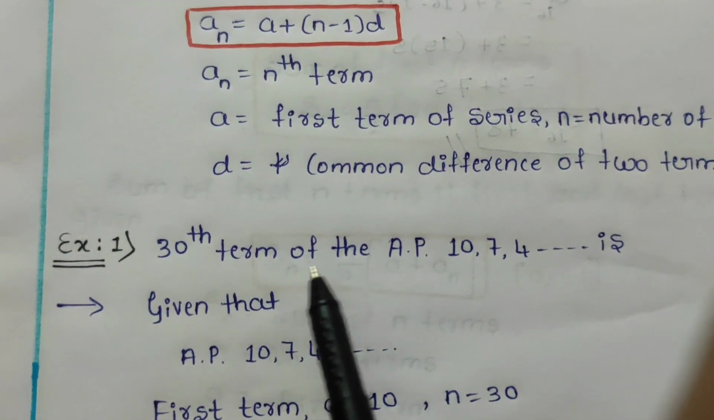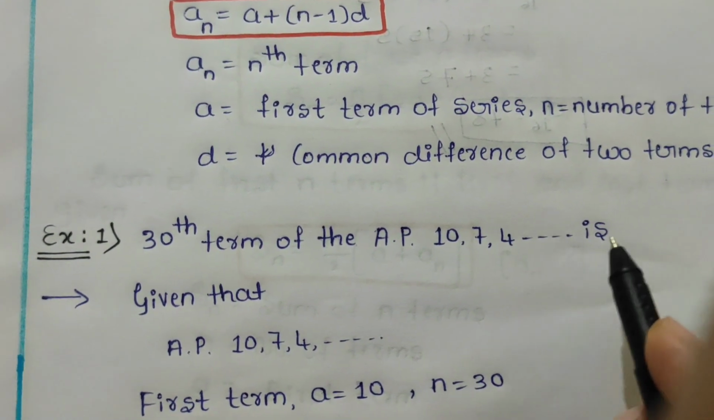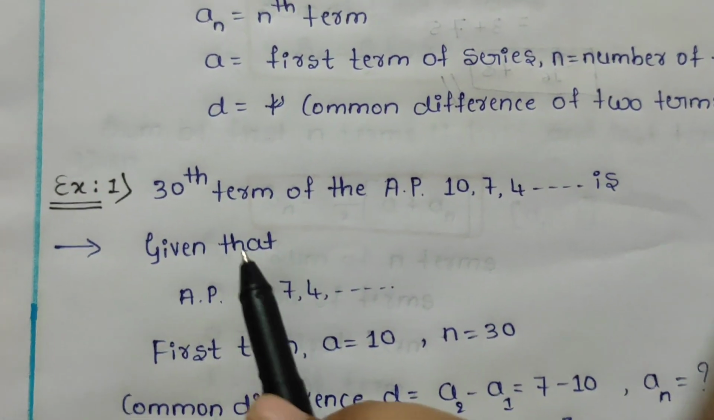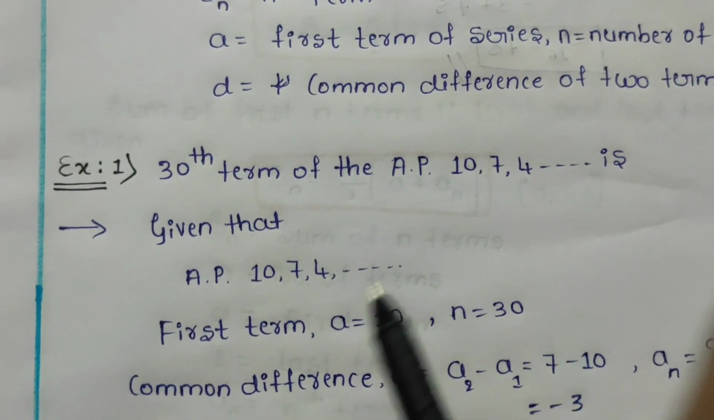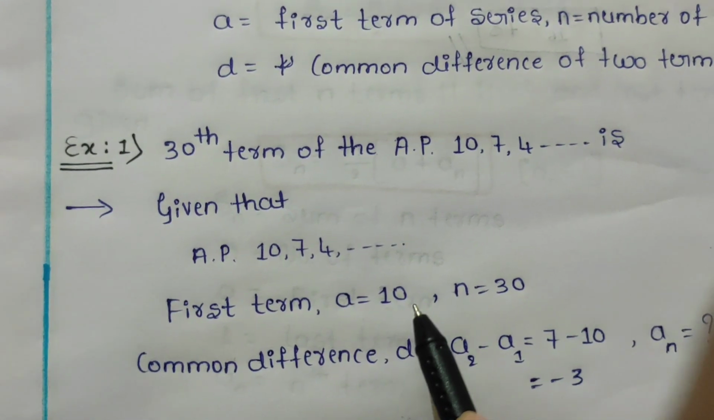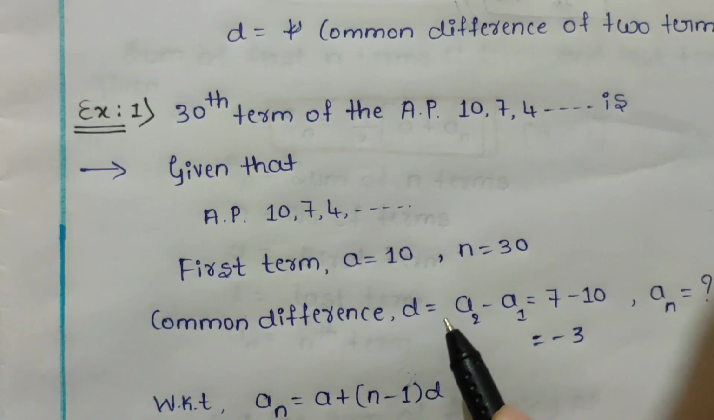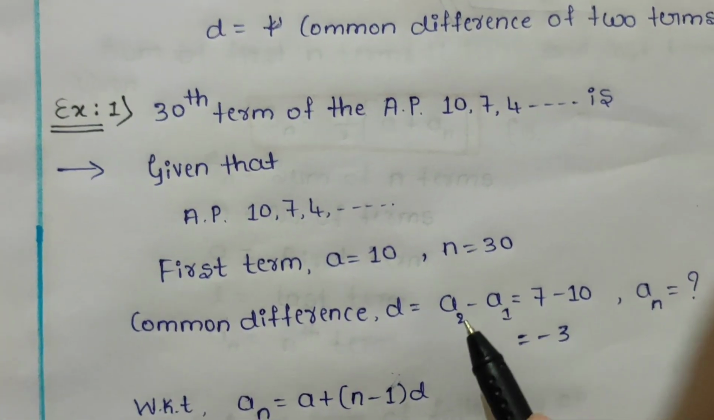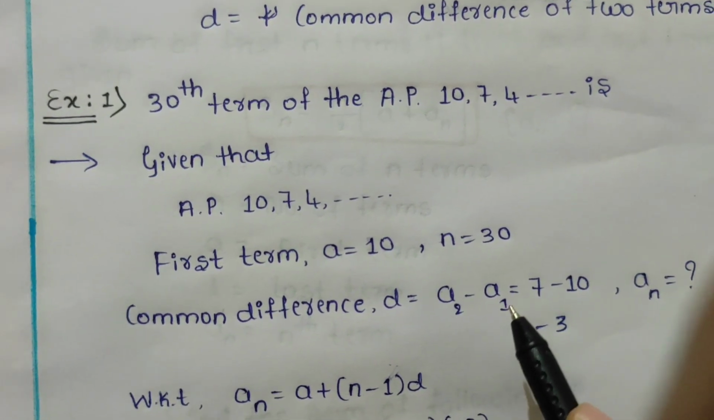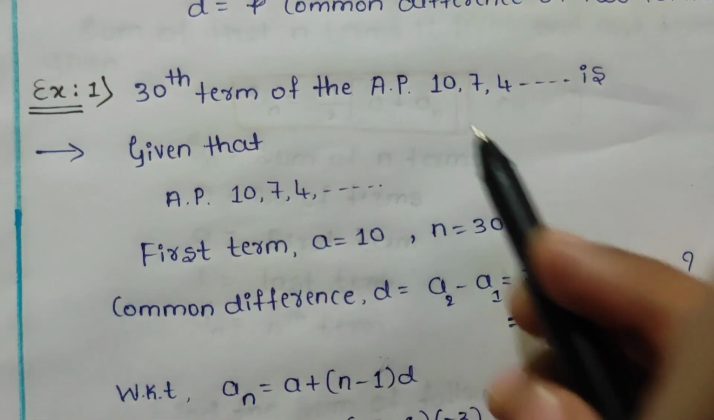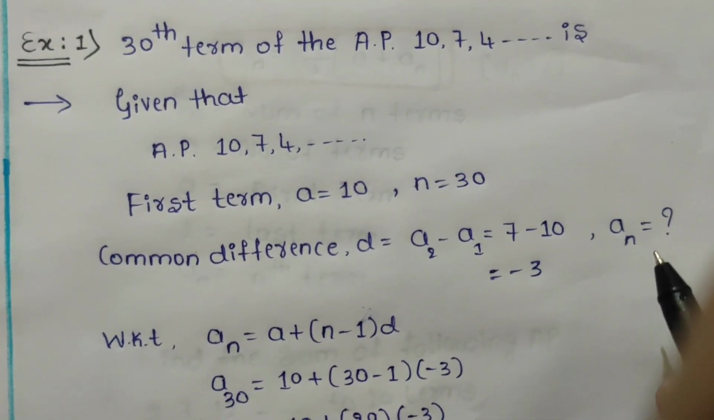First example: the 30th term of the AP series 10, 7, 4, and so on is. Solution: given that the AP series is 10, 7, 4, and so on. Here the first term a is equal to 10, the number of terms n is equal to 30, and the common difference d is equal to a2 minus a1. Here a2 is the second term and a1 is the first term. a2 minus a1 is equal to 7 minus 10, which is equal to minus 3. an is equal to question mark.